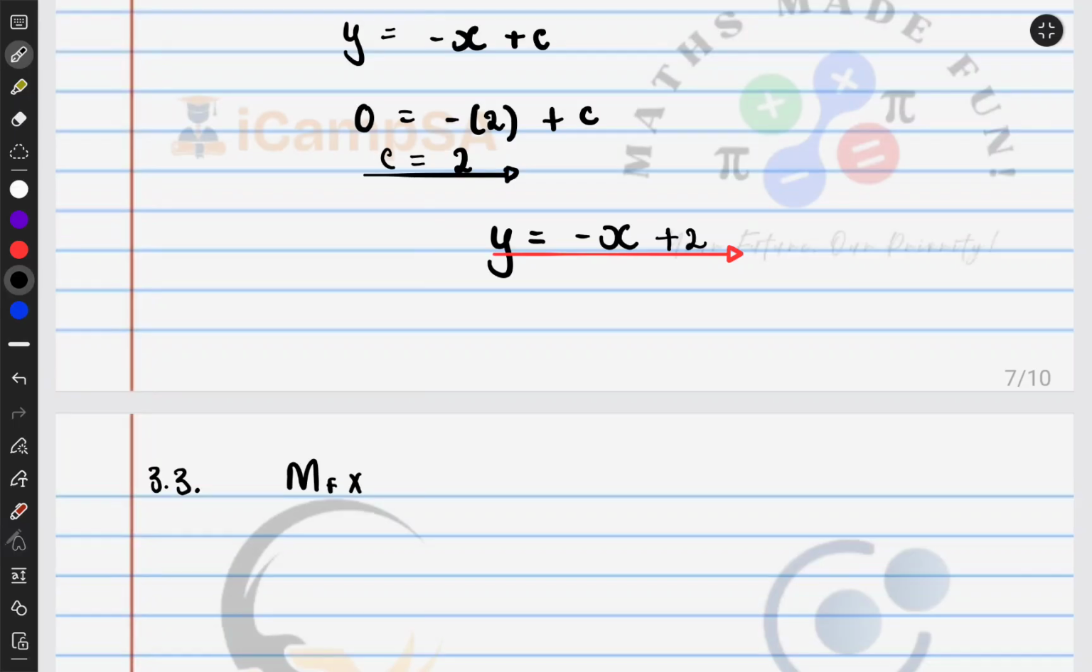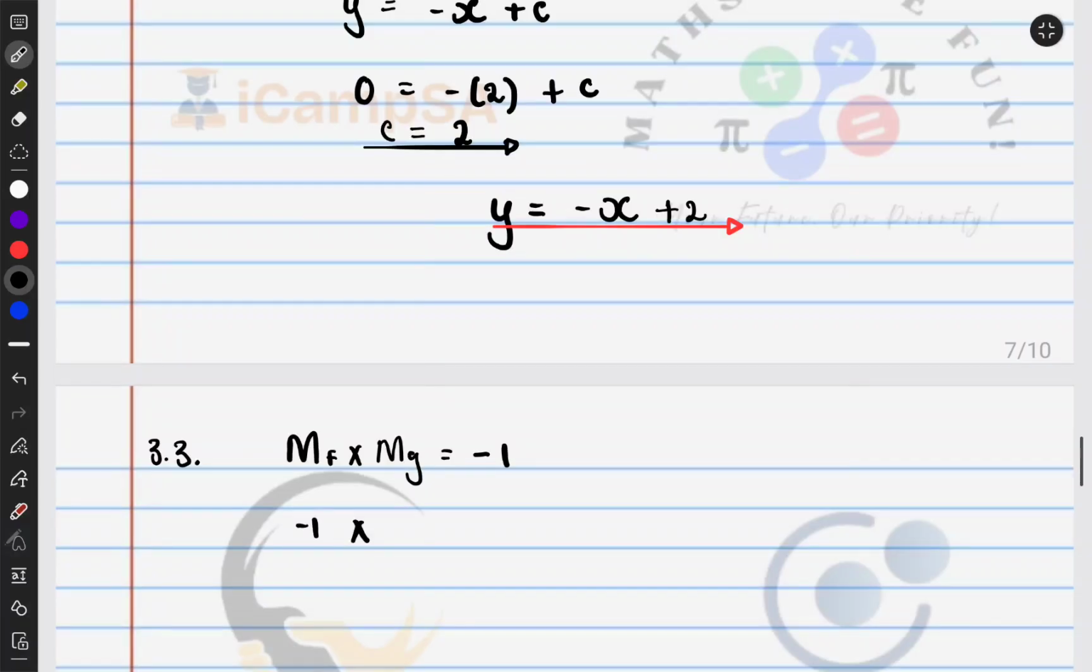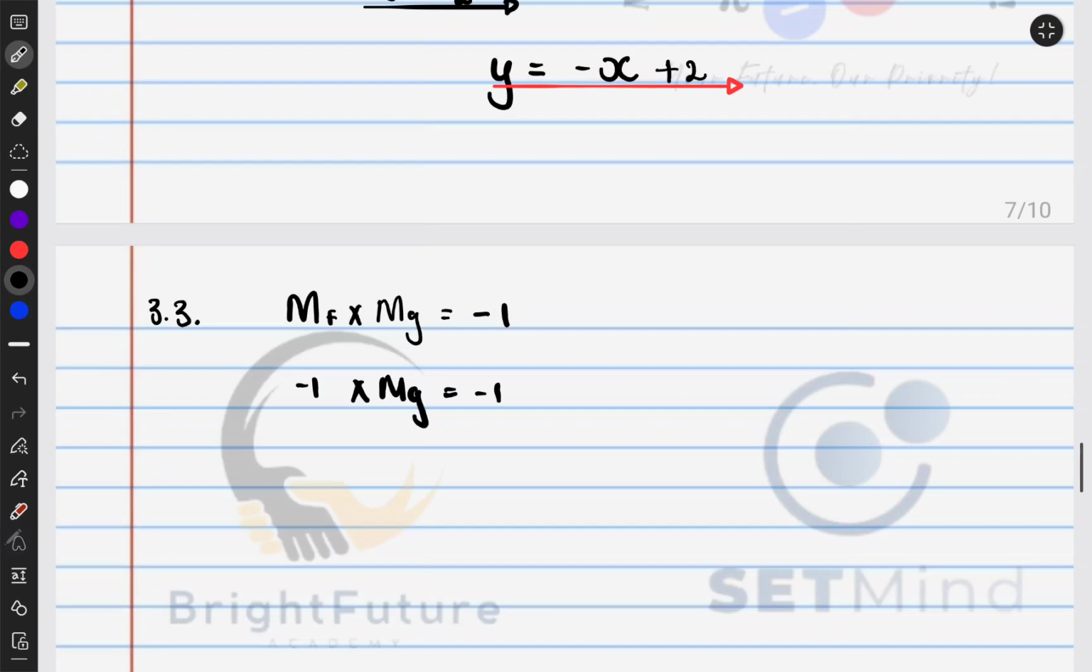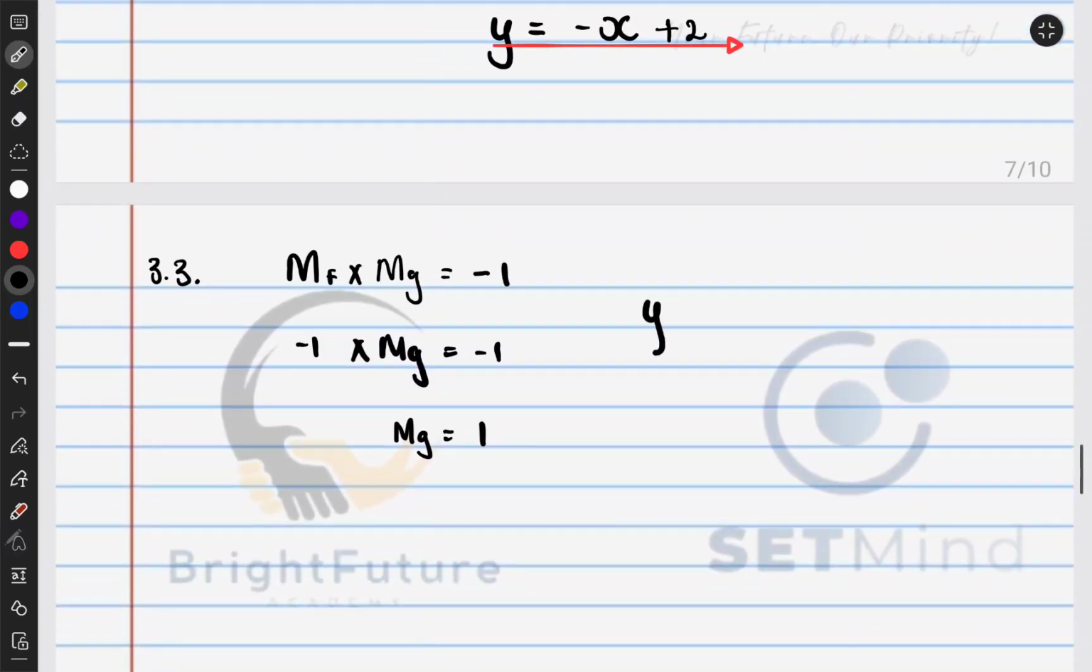We know that for perpendicular lines, the product of the gradients will be equal to -1. So the gradient of f, mf, which we calculated and found to be -1, times the gradient of g is equal to -1. Basically, we divide by -1 on both sides, and the gradient of g will come up to be just +1.